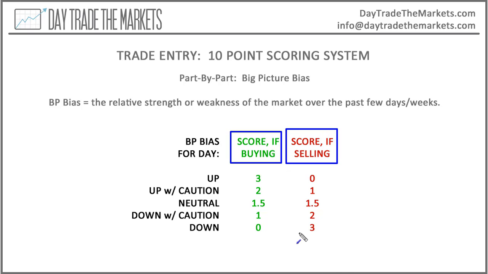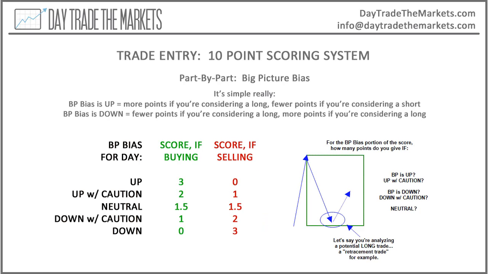So if our big picture bias on a given day was up and we're thinking about getting long, it's going to give us 3 points for a long score, or for the big picture score. If our big picture bias is up and we're thinking about selling, then we're going to get 0 points toward the 10 points on that particular short trade. Okay, so the idea here is, again, the same thing. If the market is down and we're thinking about a long, we get 0 points. If the big picture bias is down and we're thinking about a short trade, we're going to get 3 points. So again, obviously the big picture bias plays a factor in that.